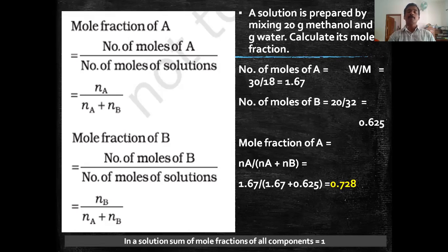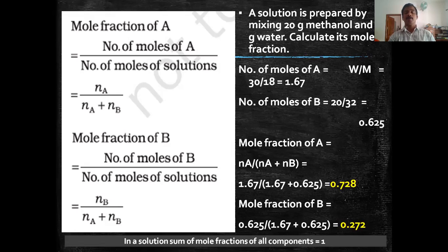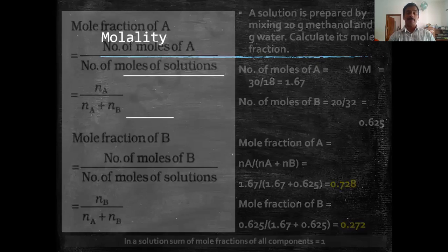Okay, now mole fraction of B. Mole fraction of B is equal to Nb divided by Na plus Nb. That is 0.625 divided by 1.67 plus 0.625 equal to 0.272.